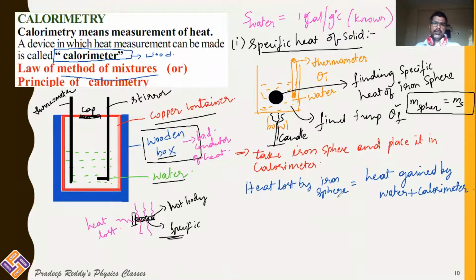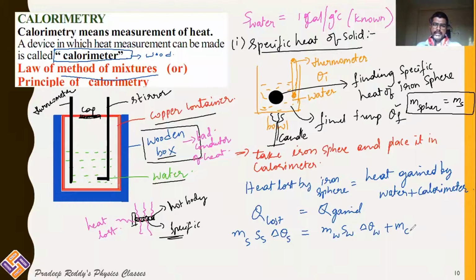What is the formula for heat lost by the iron sphere? That is Q lost is equal to Q gain. What is the formula for Q? Q is equal to m s delta T. That is, mass of the sphere, specific heat of the sphere, into change in the temperature of the iron sphere, which is equal to mass of the water, specific heat of water, into change in the temperature of water, plus for the calorimeter, mass of the calorimeter or mass of the copper, into specific heat of copper, into change in temperature of copper.